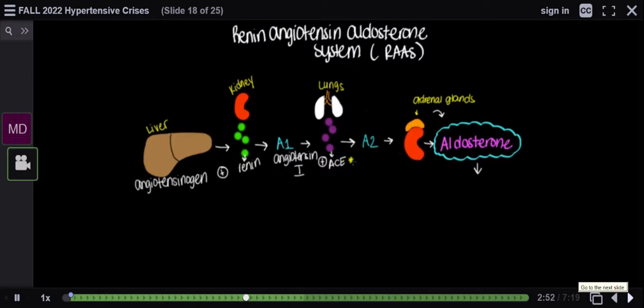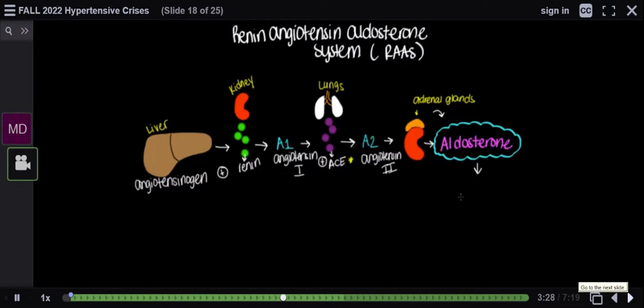Okay. Now, as this is trucking along into our system, ACE and angiotensin 1 together are going to make angiotensin 2. Okay. Now, angiotensin 2 works on the level of our adrenal glands, and it also works on the level of our kidneys, and I'm going to talk about that in a minute. So essentially, angiotensin 2 is going to get to our adrenal glands, right? And it's going to create aldosterone. And this is our end product.